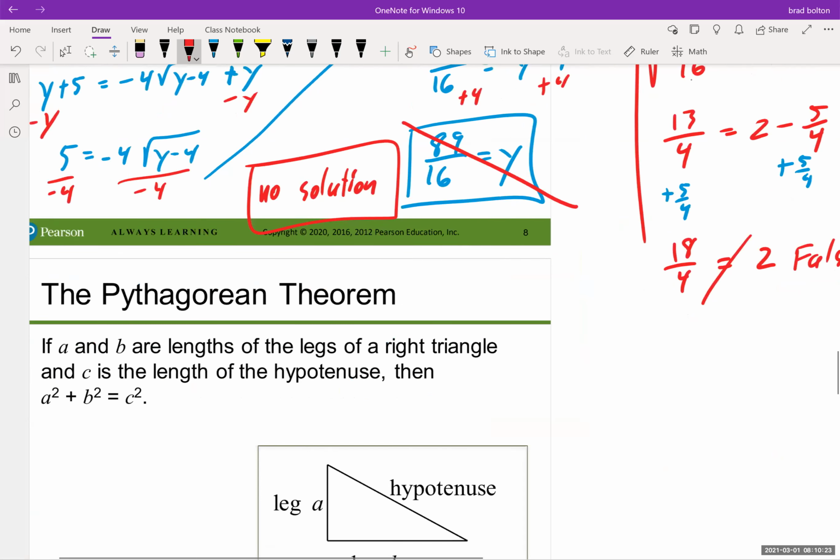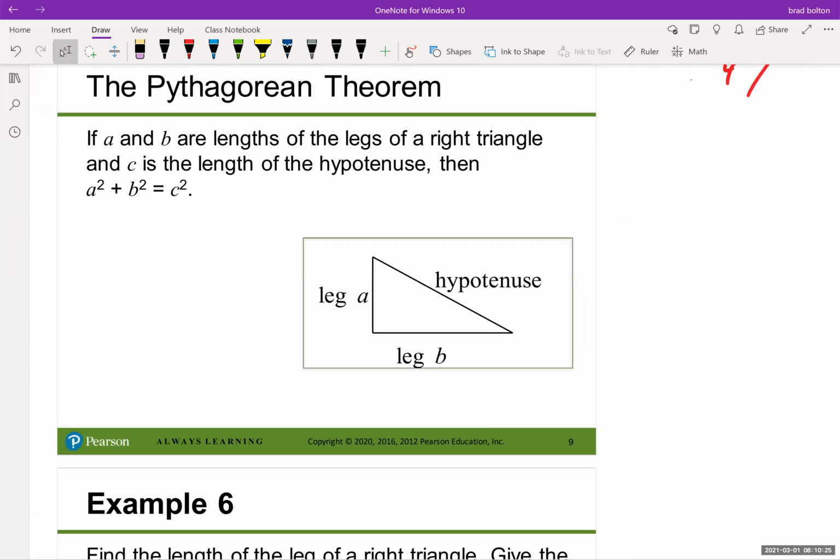Okay, so let's move on now to the Pythagorean theorem. You guys all know this one. If A and B are lengths of the legs of a right triangle, so it's very important that this is a right triangle only, the Pythagorean theorem only works for right triangles, and C is the length of the hypotenuse, which is the longest side across from the right angle. So notice here's the right angle, and across from it is the hypotenuse.